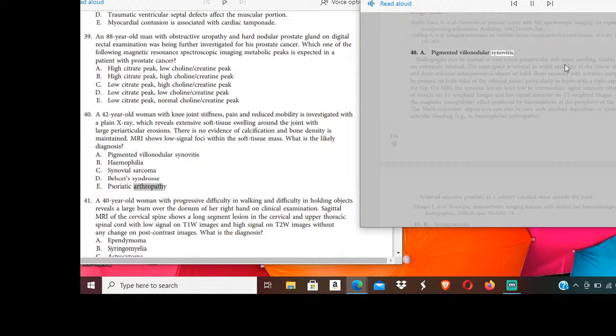40. A. Pigmented villonodular synovitis. Radiographs may be normal or may reveal periarticular soft tissue swelling. Visible calcifications are extremely unusual. The joint space is normal in width until late in the course of the disease, and juxtaarticular osteoporosis is absent or mild. Bone erosions with sclerotic margins may be present on both sides of the affected joints, particularly in joints with a tight capsule, such as the hip.